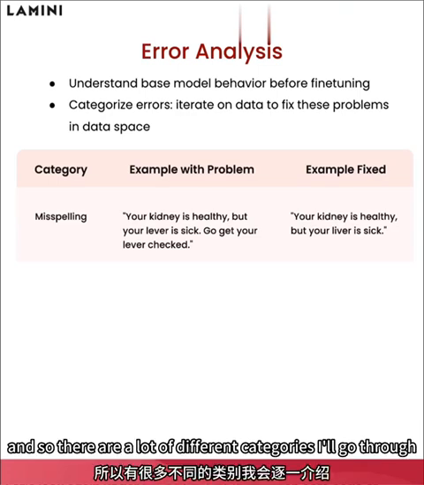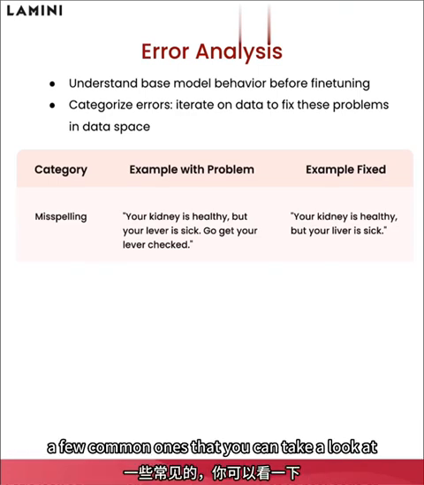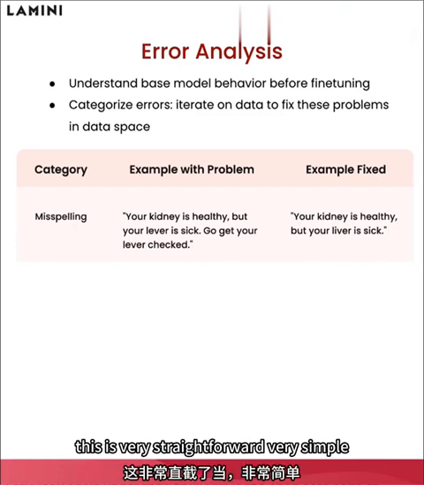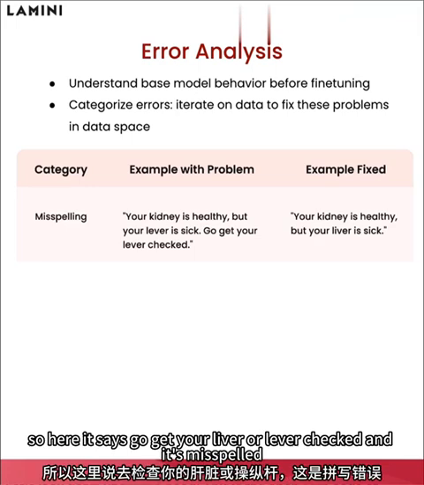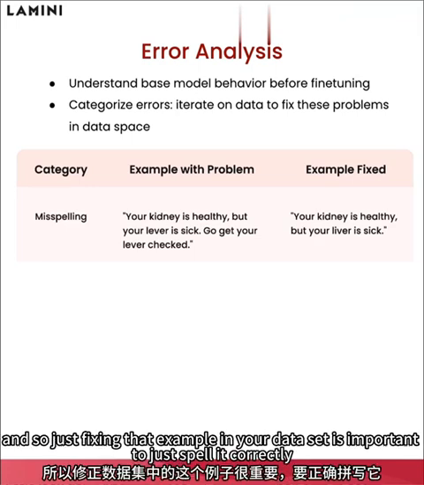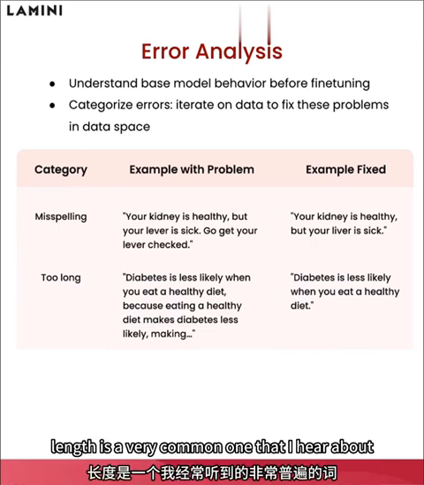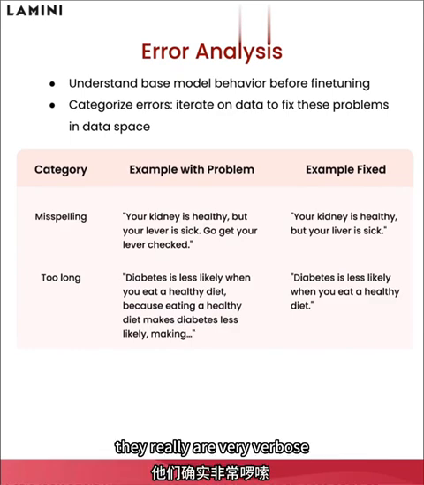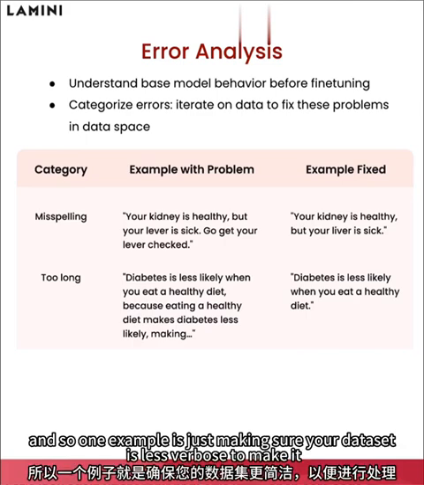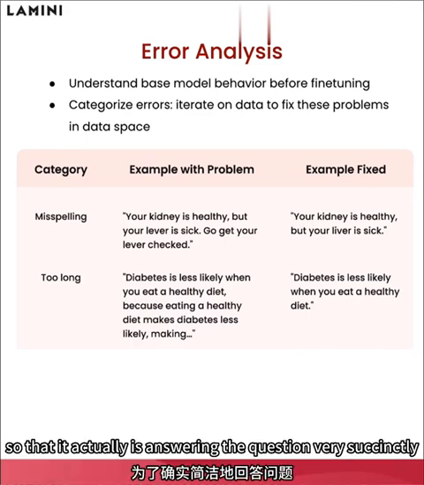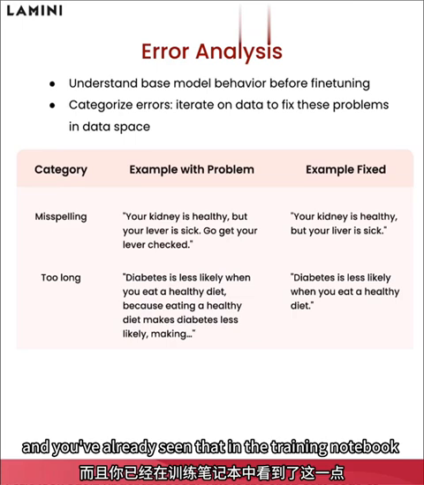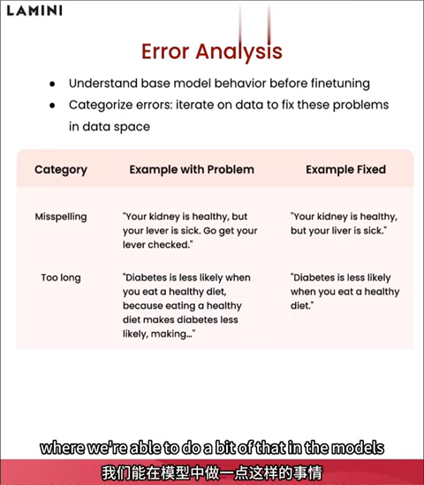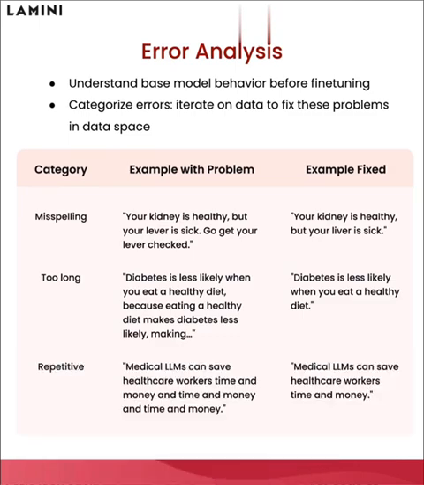And so there are a lot of different categories. I'll go through a few common ones that you can take a look at. So one is just misspellings. This was very straightforward, very simple. So here it says, go get your lever checked and it's misspelled. And so just fixing that example in your data set is important to spell it correctly. Length is a very common one that I hear about ChatGPT or generative models in general. They really are very verbose. And so one example is just making sure your data set is less verbose so that it is answering the question very succinctly. And you've already seen that in the training notebook where we're able to do a bit of that in the models, less verbose and less repetitive.